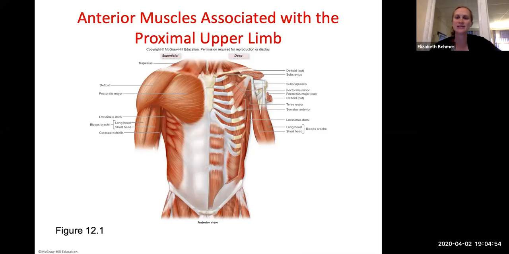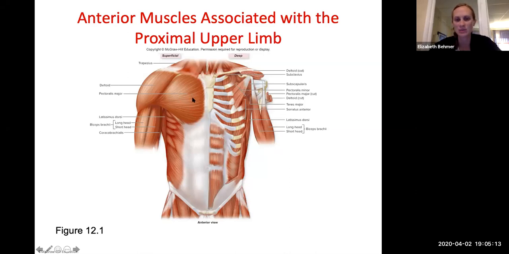So we can see some of these muscles here. These are anterior muscles that are associated with the proximal upper limb. Proximal meaning closer to the point of attachment in the pectoral girdle region. So this is a front view. You can see your pectoralis major here.